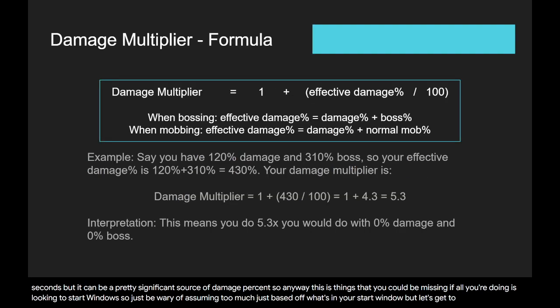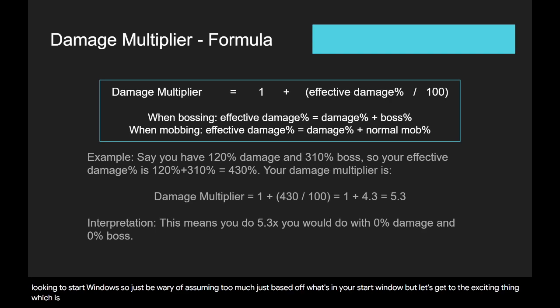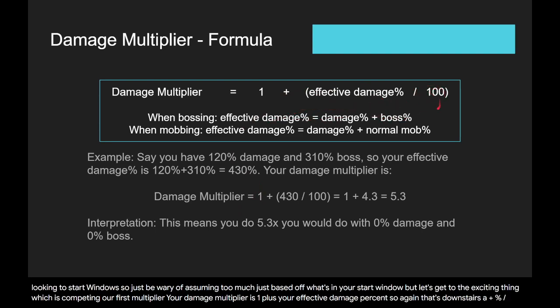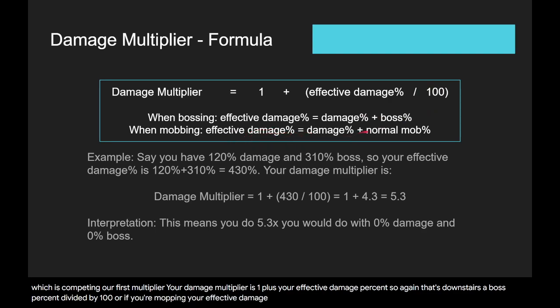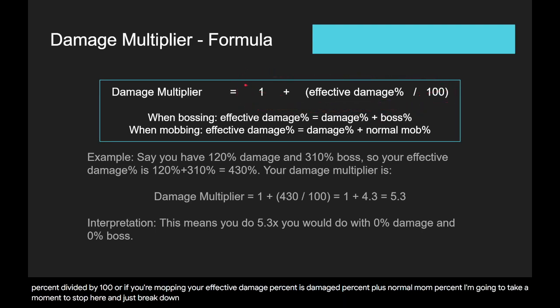But let's get to the exciting thing, which is computing our first multiplier. Your damage multiplier is 1 plus your effective damage percent. So again, that's damage percent plus boss percent divided by 100. Or if you're mobbing, your effective damage percent is damage percent plus normal mob percent. I'm going to take a moment to stop here and try to explain where this formula comes from, because if you're not used to these things, it might look very bizarre.